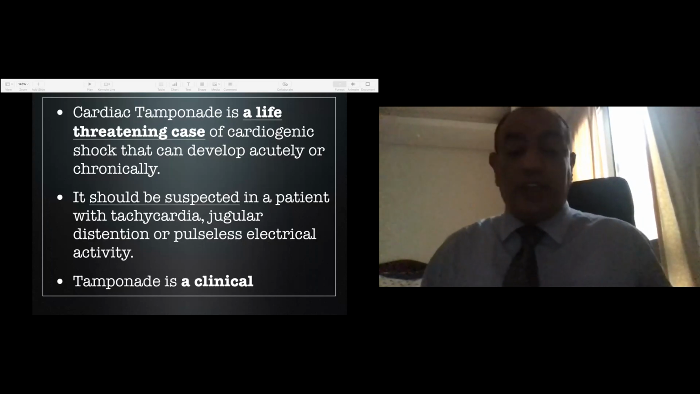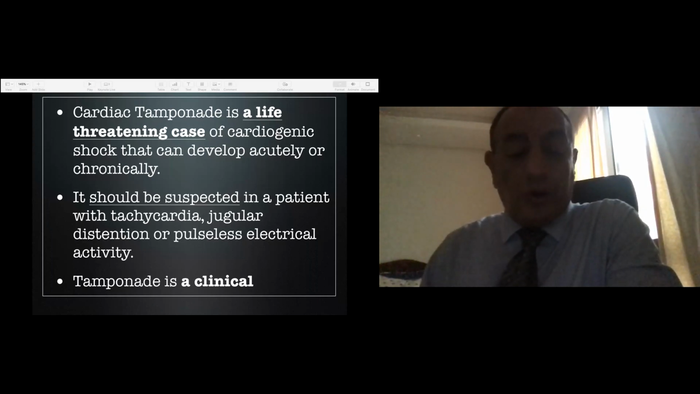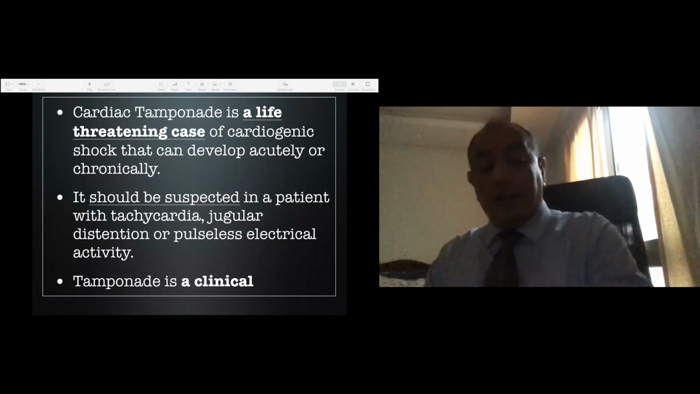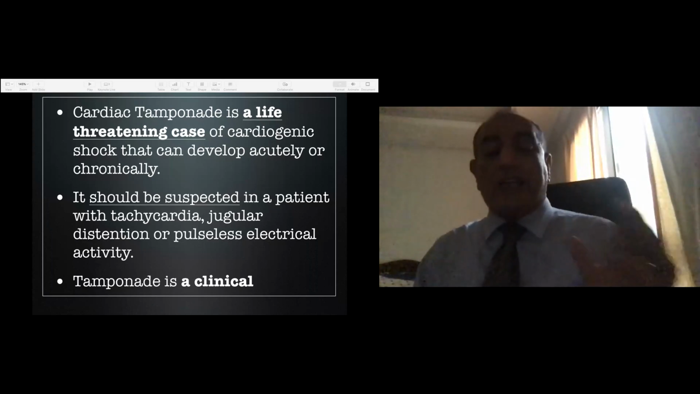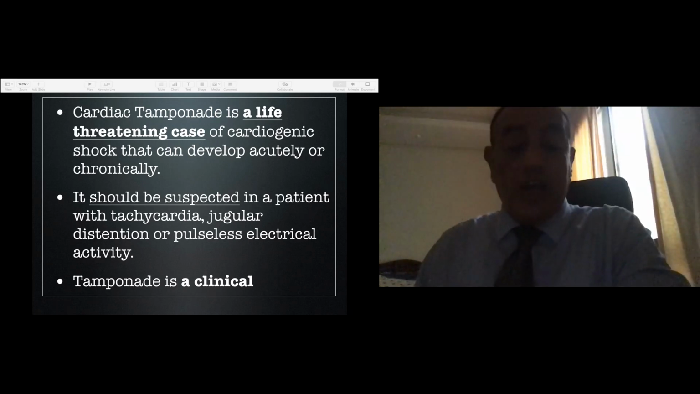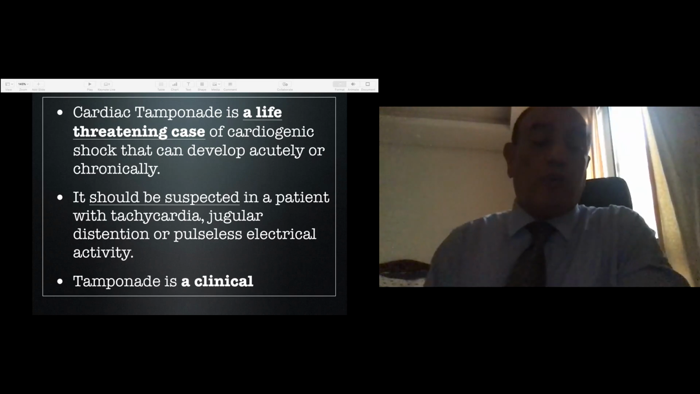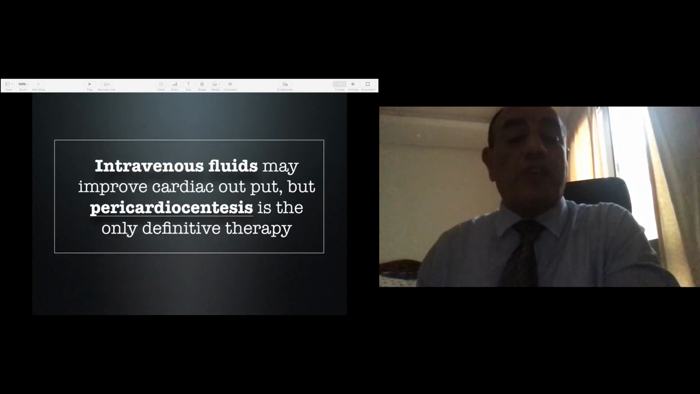It should be suspected in a patient with tachycardia, elevated jugular venous pressure, and pulsus paradoxus, or electrical alternans. Tamponade is a clinical diagnosis. When the patient comes with hypotension and elevated jugular venous pressure, you have to think about obstructive shock, mainly cardiac tamponade. And if you put the transducer on for echocardiography, you can diagnose cardiac tamponade within a few seconds in the ER.